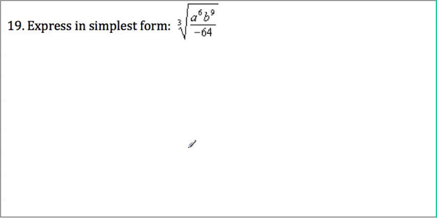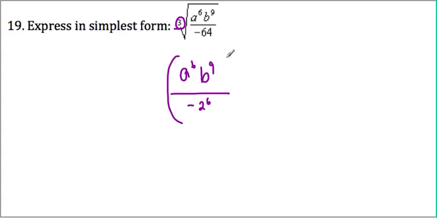All right, let's look at number 19. Notice we have a cube root. The fact that we have a cube root means this is the same thing as having the exponent of 1/3. So here we have a to the 6th and b to the 9th power, and over here 64, if you break it down, then we get negative 2 to the 6th power, whole thing to the 1/3 power. Now this exponent 1/3 will be distributed to a, b, and also to the denominator.